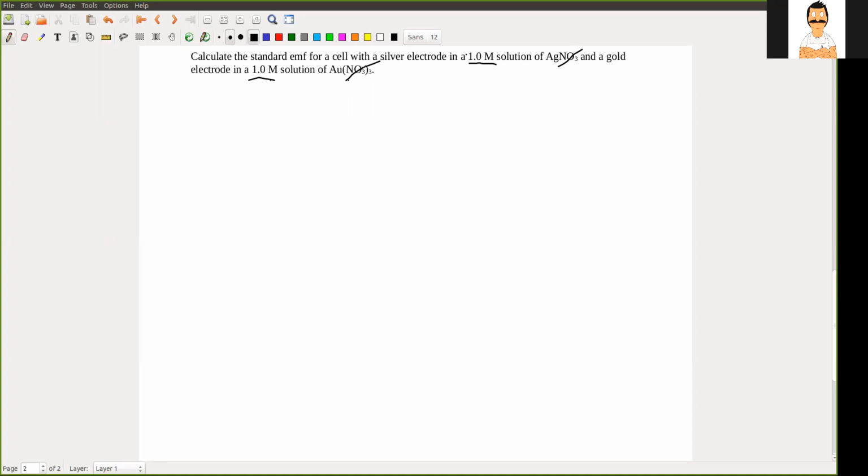So we need to start off whenever we're trying to calculate the standard EMF of a cell. That is, what is the E cell? That's what we're trying to figure out. So the first thing you'll want to do is write your two half reactions, and you'll want to do it in the reduction form.